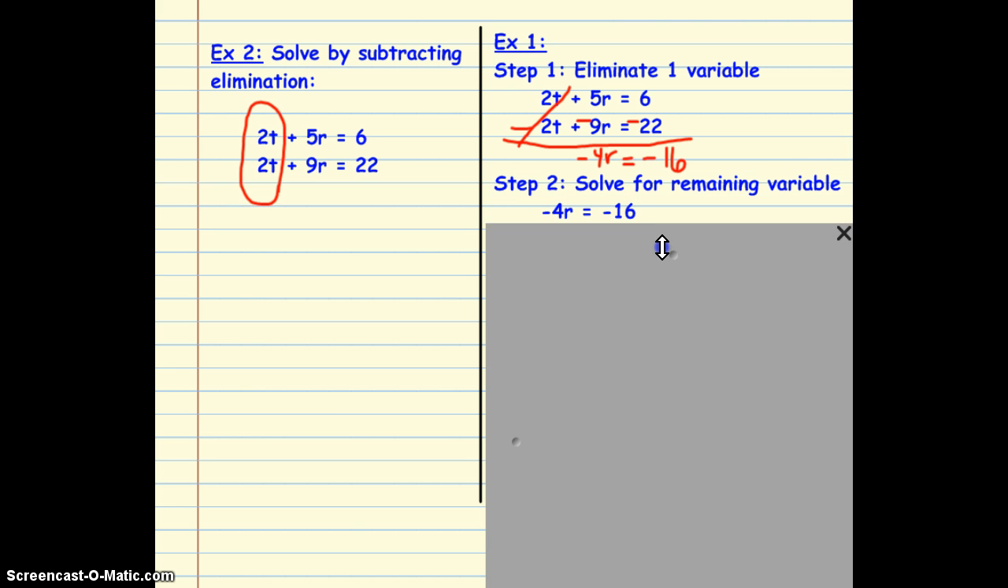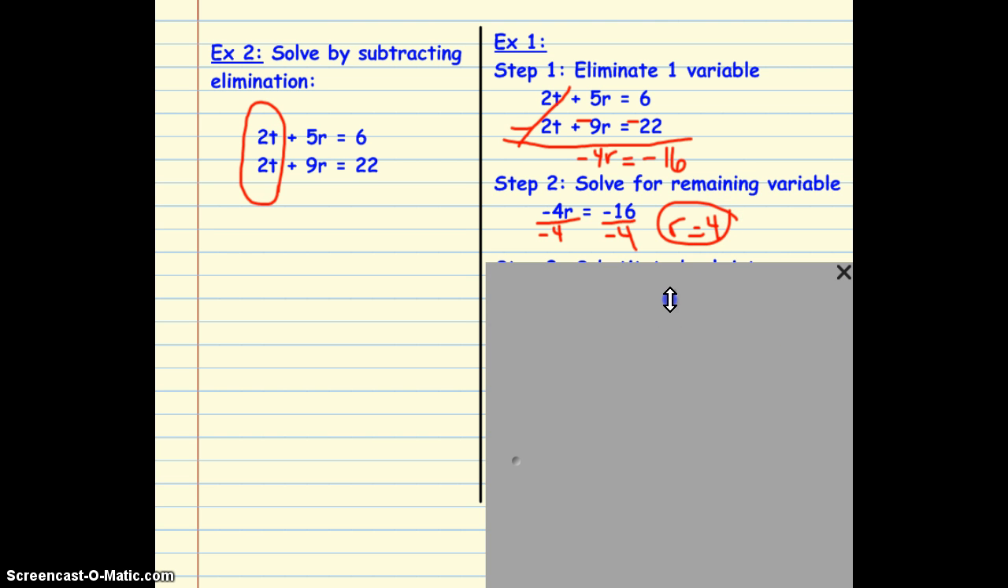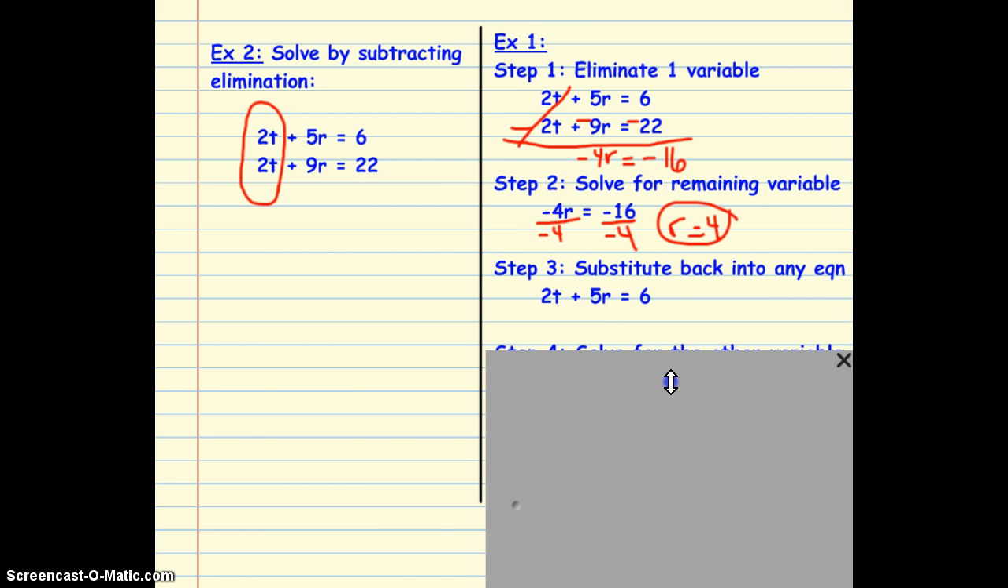Step 2 is to solve for our remaining variable. So if we've got negative 4r equals negative 16, we are going to divide by negative 4 on both sides, and so we get r equals 4. Step 3, now that we know what one of the variables is, we're going to substitute that back into any equation. And again, I'm just going to use the top equation. You can use the bottom one and it'll work out exactly the same. So if r equals 4, we're going to go 2t plus 5 times 4, and it equals 6.